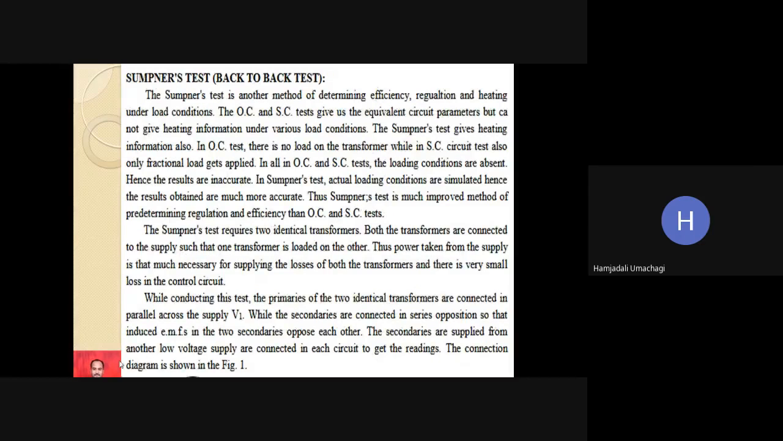While the secondaries are connected in series opposition, try to understand here. While the secondaries are connected in series opposition, the induced EMF in the two secondaries oppose each other. The secondaries are supplied from another low voltage supply and are connected in each circuit to get the readings. The connection diagram is as shown in figure 1.